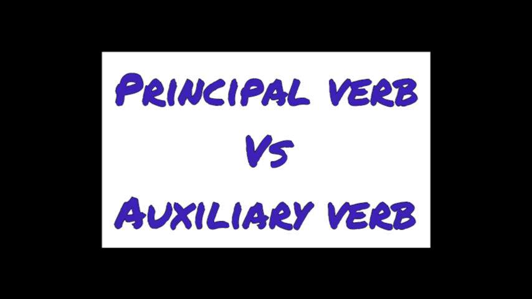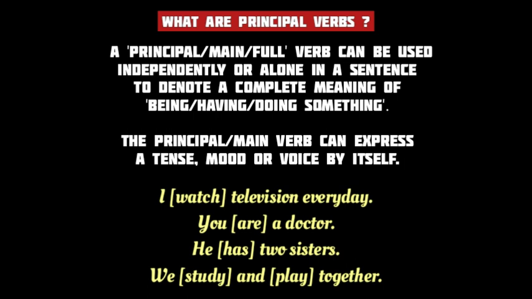There are chiefly two types of verbs in grammar: principal verbs and auxiliary verbs. But first, let me explain the concept of principal or main verbs. You see, a principal verb or main verb is one that can be used independently or alone in a sentence in the sense of being or having or doing something. In other words, a principal verb can stand alone in a sentence and denotes a complete sense of being, having or doing. The principal verb can by itself express a tense, voice or mood.